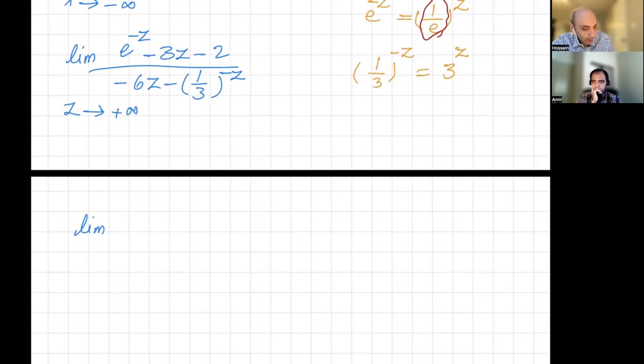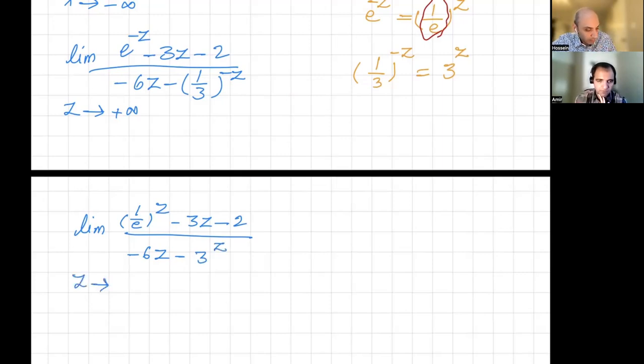So I'm going to rewrite this limit: 1 over e to the z, minus 3z minus 2, divided by negative 6z minus 3 to the power of z, when z approaches positive infinity.